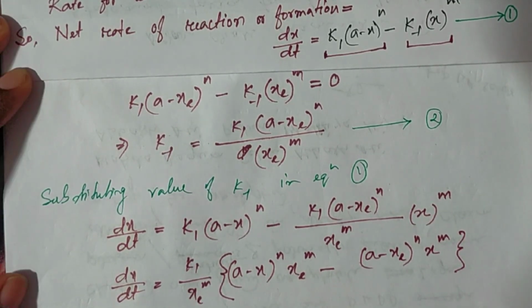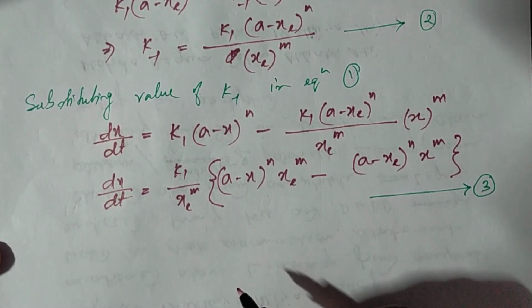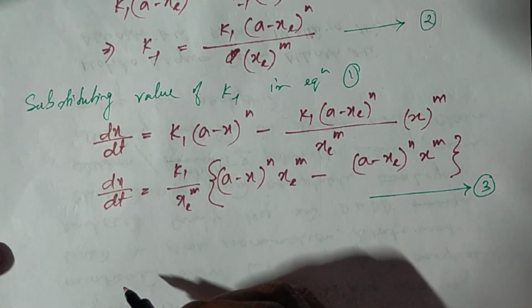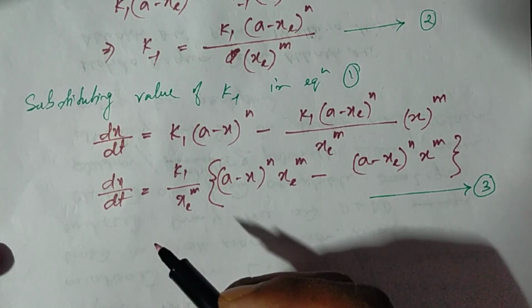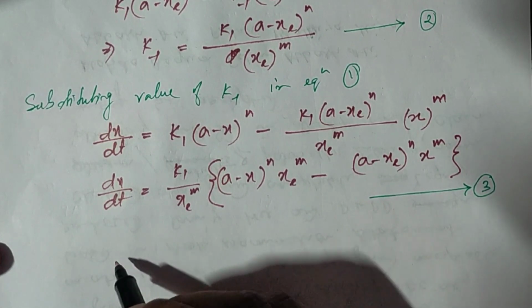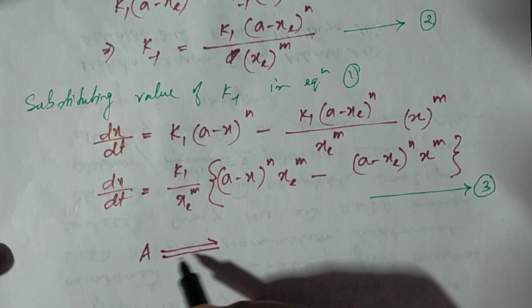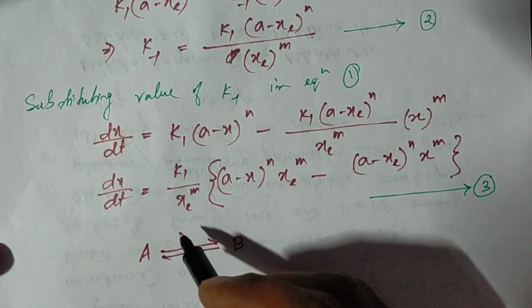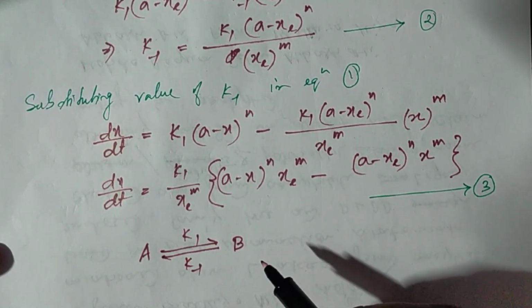Okay, and this is equation number 3. Now let's consider a simple reaction where the number of reactant molecules is 1 and the number of product molecules is also 1. So if we consider A, this is the forward reaction, this is the backward reaction, and here is the product. The rate constants are k1 and k minus 1.